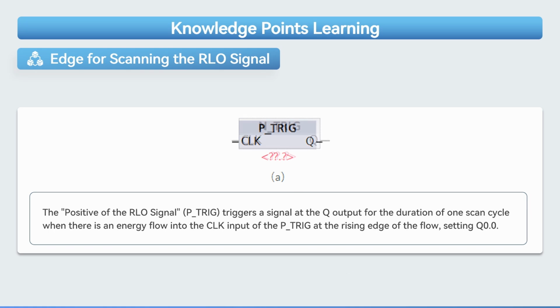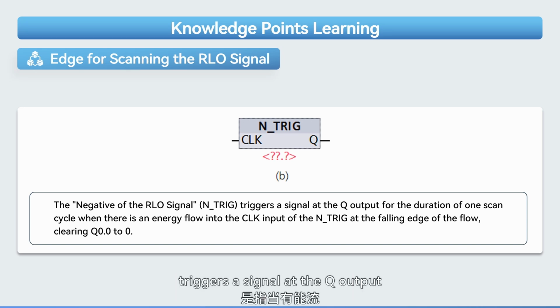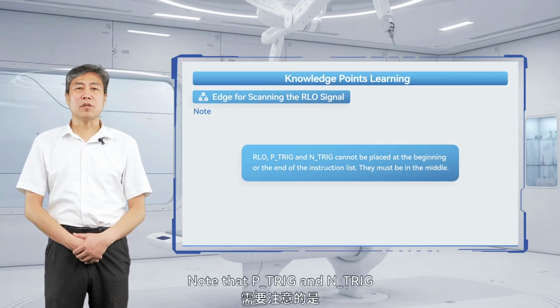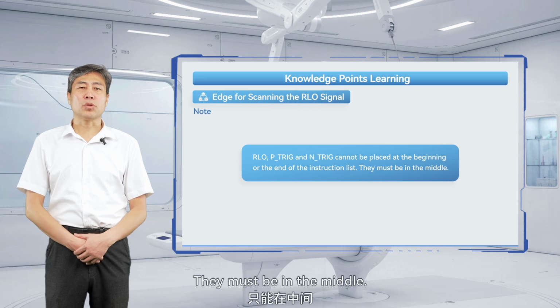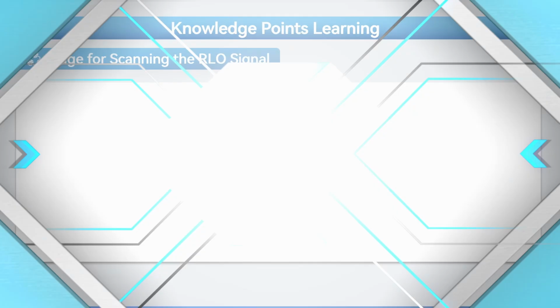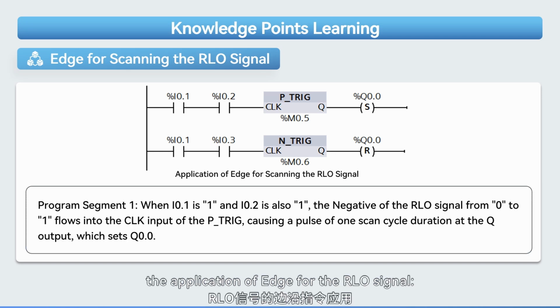The negative edge of the RLO signal, N_TRIG, triggers a signal at the Q output for the duration of one scan cycle when there is an energy flow into the CLK input of the N_TRIG at the falling edge of the flow. Note that P_TRIG and N_TRIG cannot be placed at the beginning or the end of the instruction list. They must be in the middle. The following diagram illustrates the application of edge for the RLO signal.